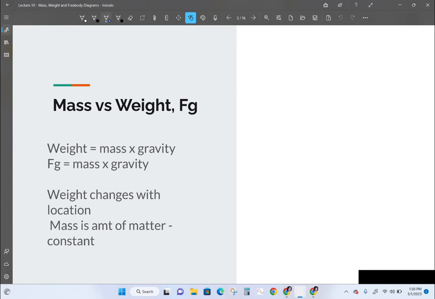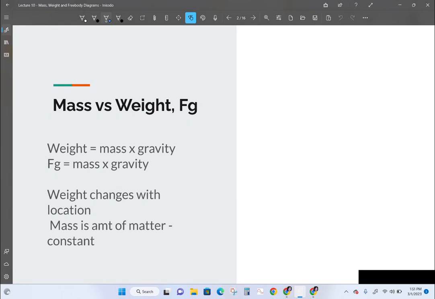So first of all, we talked about mass last time, and we talked about it as being a measure of the inertia of something. The more mass it has, the more of a tendency it has to stay doing whatever it is doing, being at rest or traveling at a constant speed. Mass is measured in kilograms. Weight, on the other hand, is a force on a mass due to gravity.